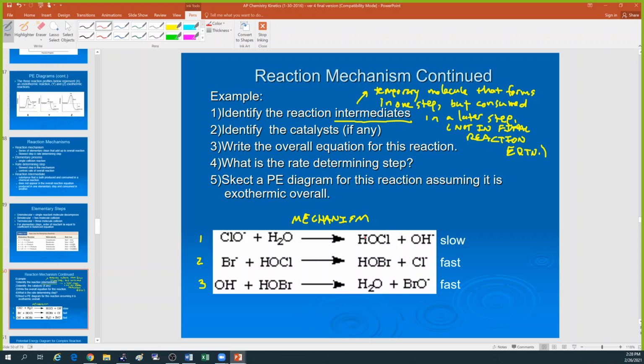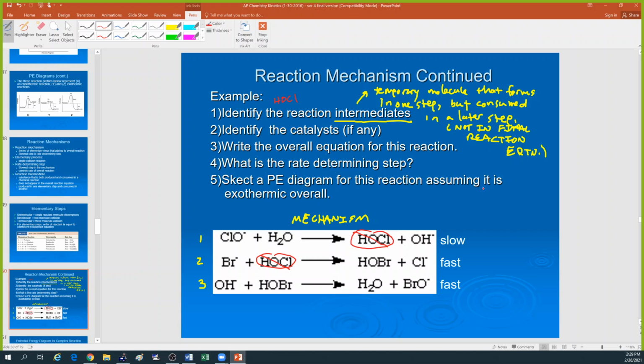HOCl. Okay, it was produced here, but it was consumed in the very next step, right? It becomes a reactant here. So we made it first, but then consumed it later. And so now I'm going to cross it off because it cancels out, right? It's on both sides. So when it asks for identify them, I'll just list them here. So HOCl fits this definition.